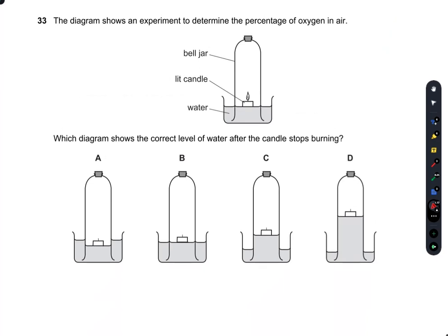The diagram shows an experiment to determine the percentage of oxygen in air. This is the lit candle, which utilizes oxygen, and this is the bell jar. Which diagram shows the correct levels of water after the candle stops burning? After the candle stops burning, the amount of oxygen in this place would be lower. So it would not be as shown in B. It would not remain the same. Similarly, it will not increase as shown in A. It would decrease as shown in C and D.